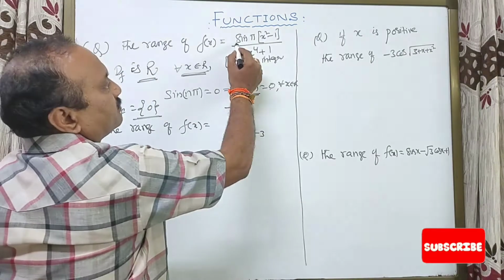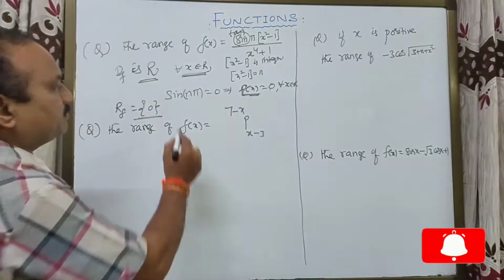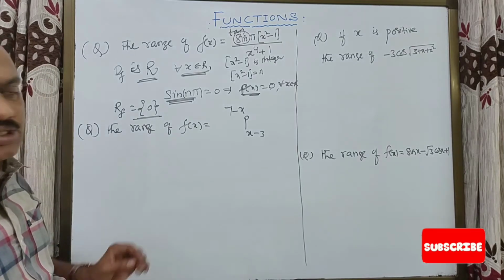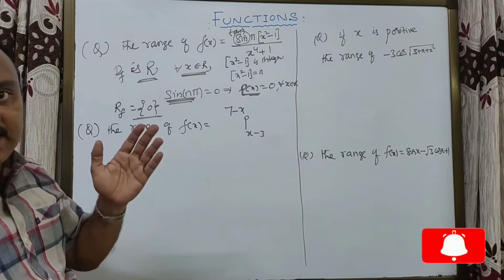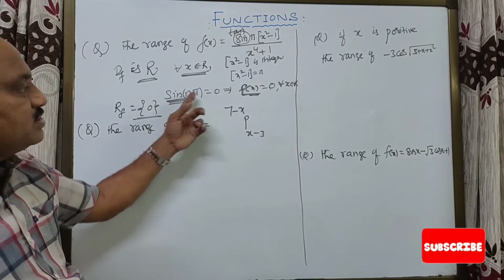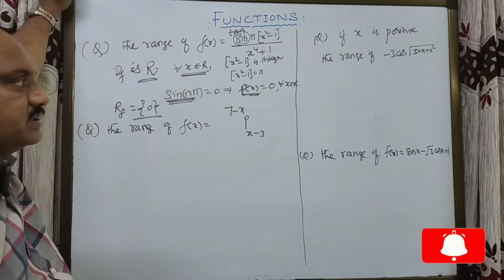Similarly, in place of sin, they may give tan also. Tan n pi is also 0, students, because the tan formula is sin by cos. Sin n pi is 0, so tan n pi is also 0. So this is one of the important points.